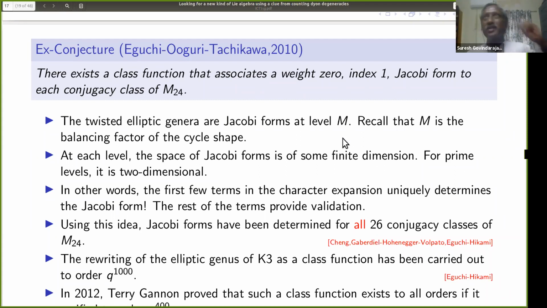But then, for instance, at order q to the power 6, there were 2 possibilities and they chose the wrong one, but then it was fixed by others.